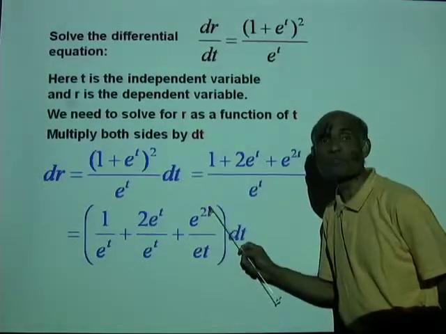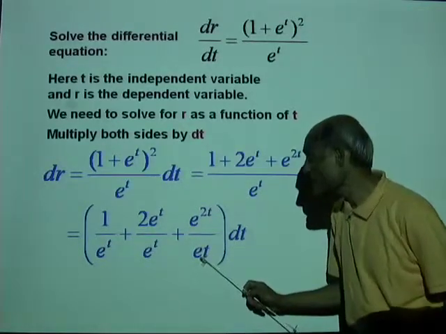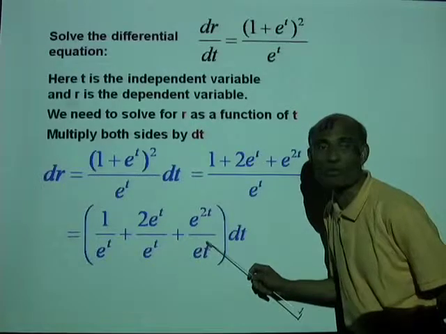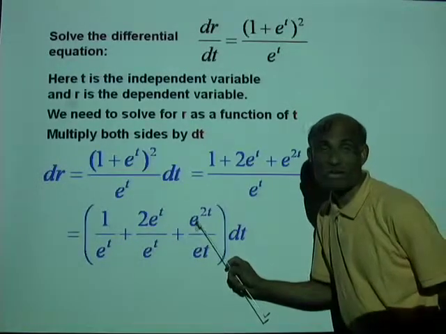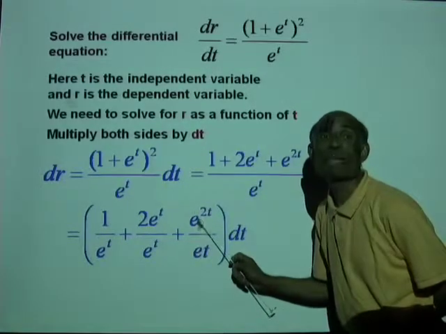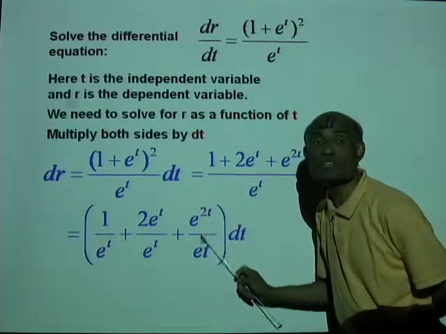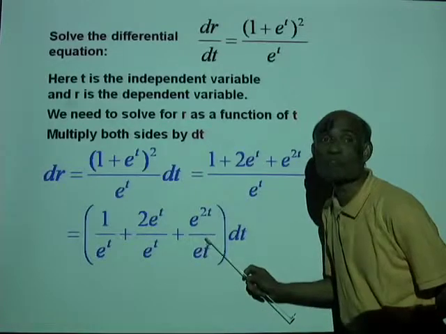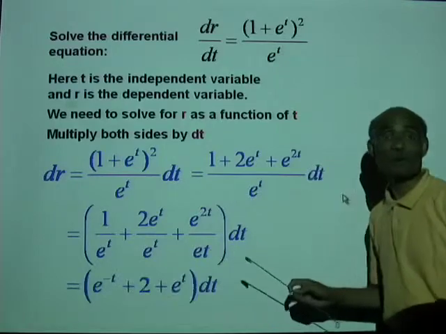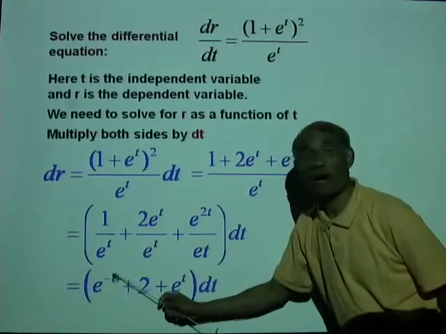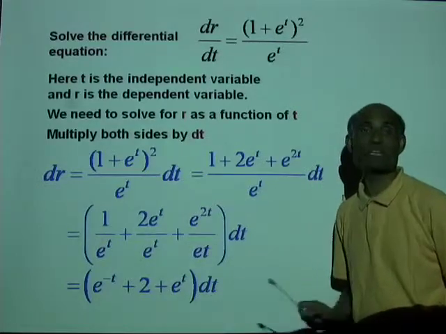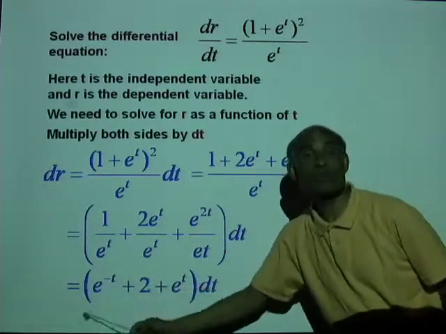Alright, tell me, what is this? e to the power of 2t divided by e to the power of t. This is something like x squared over x, which will be x. So e to the power of 2t divided by e to the power of t is actually e to the power of t. So that will be e to the power of negative t plus 2 plus e to the power of t dt. We can now integrate each of these.